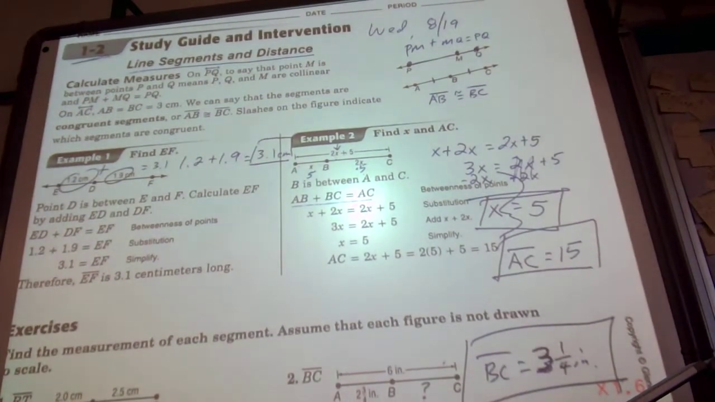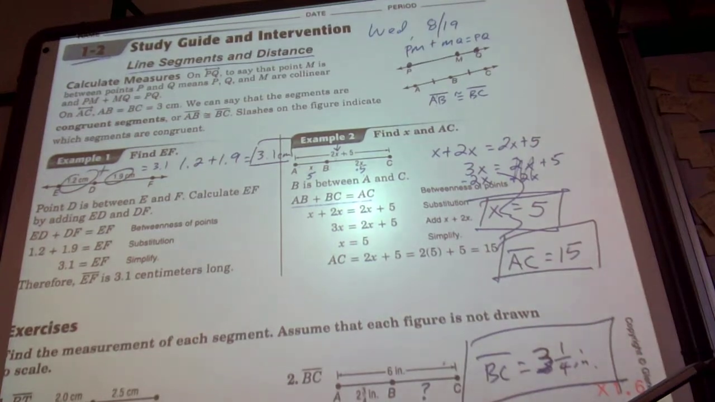1-2 study guide and intervention. We're going to talk today about lines, segments, and distance. So if you watched the video on 1-1, we had some definitions that we copied down. We're going to have to know those as we move into 1-2.